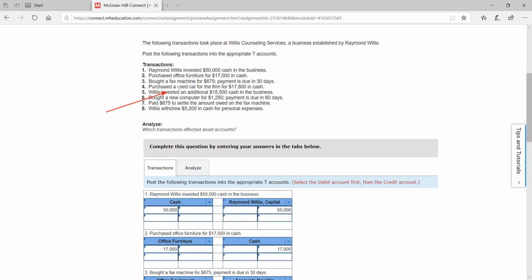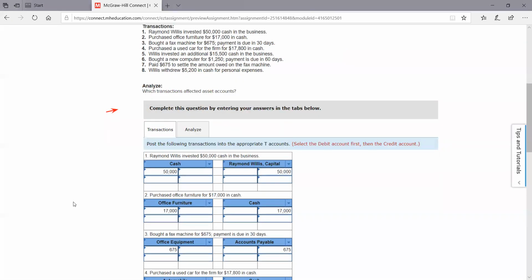3, bought a fax machine, payment due in 30 days. That's going to be an asset and an accounts payable item. They probably are going to be using office equipment, and they do. So notice they debit office equipment and then they credit accounts payable because you haven't paid for it yet. That's an increase to your debt.